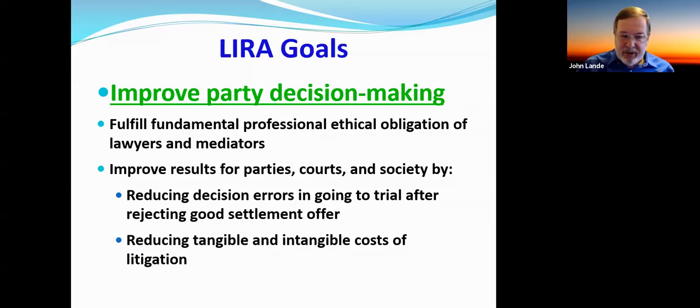And part of what this does is it reduces the tangible and intangible costs of litigation. So the idea is to help people make smart decisions about whether to go to trial and whether to settle. Again, in the United States, most cases settle anyway. Part of the idea is to help people make smarter decisions and to do it sooner. The sooner you can make those decisions to settle, the more you can save in terms of the tangible and intangible costs of litigation.